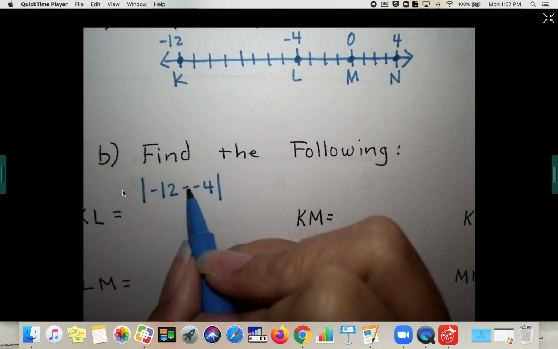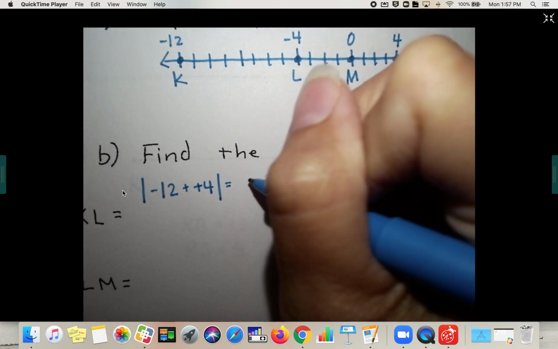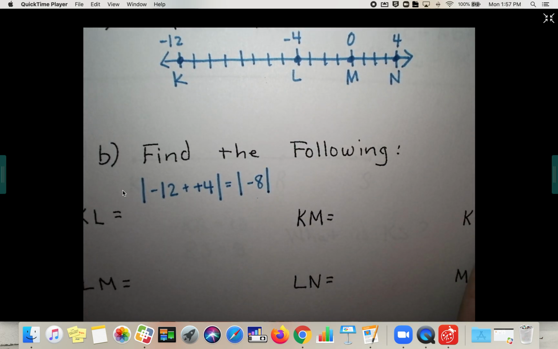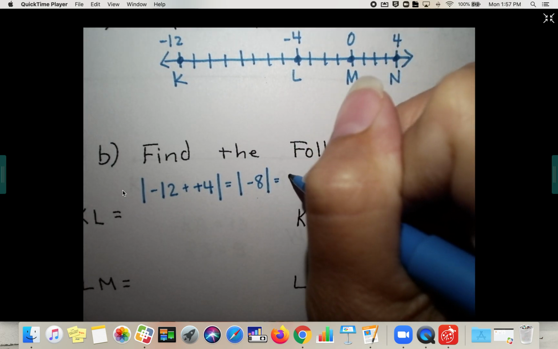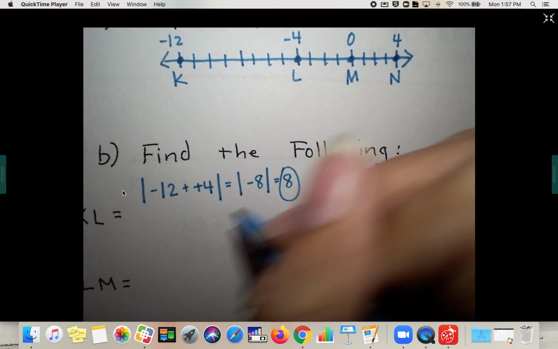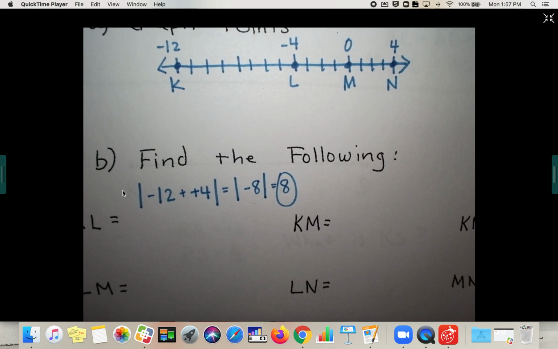Negative 12 plus 4 would be negative 8. And the absolute value of negative 8 is positive 8. So again, you could have just counted, and that's fine too. So 8. Let's go ahead and look at KM.